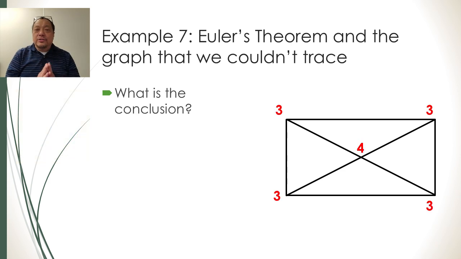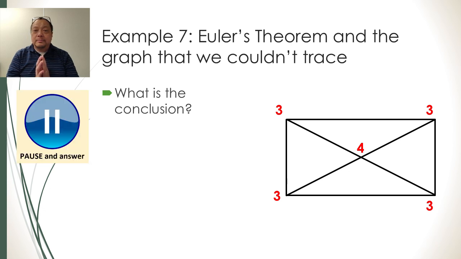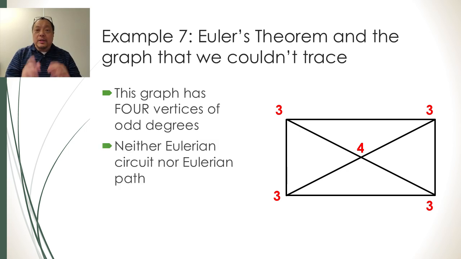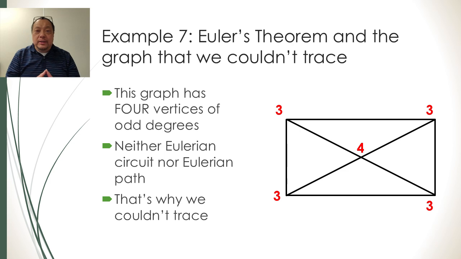These are the degrees. What's the conclusion? Press pause and think about it before moving on. This graph has 4 vertices of odd degrees. Therefore, the conclusion is it's neither an Eulerian circuit nor an Eulerian path. Remember, Eulerian has to be either all even or exactly two odd. Nothing else. That's why we couldn't trace it. Let's try anyway and see why it didn't work.